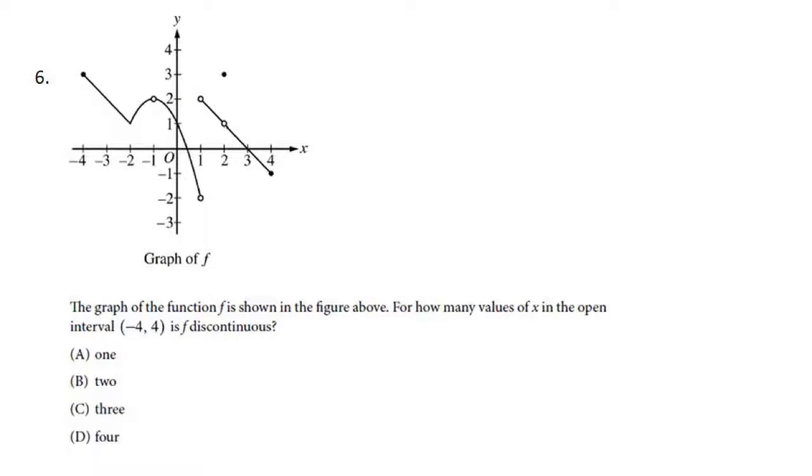All right, so number 6. Okay, y'all look at number 6. You're asked for how many values in the open interval is f discontinuous. And the most common wrong answer that was given was D. Yeah, that was the most common wrong answer. What is the correct answer? C. The correct answer is C.